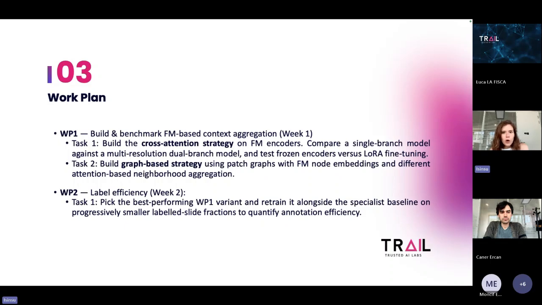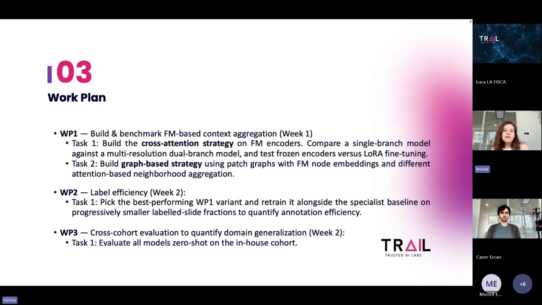Let's continue with work package 2. This focuses on label efficiency. We take the best variant from work package 1, retrain it together with the specialist UNet model on progressively fewer labeled slides to understand how much annotation we can save. And finally, work package 3 will test cross-cohort generalization. So we will evaluate all these models zero-shot on our in-house data set, which focuses on a different cancer type.